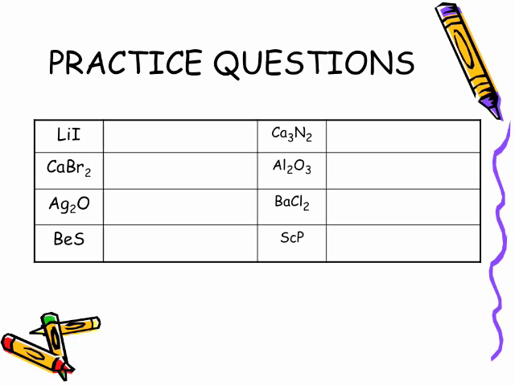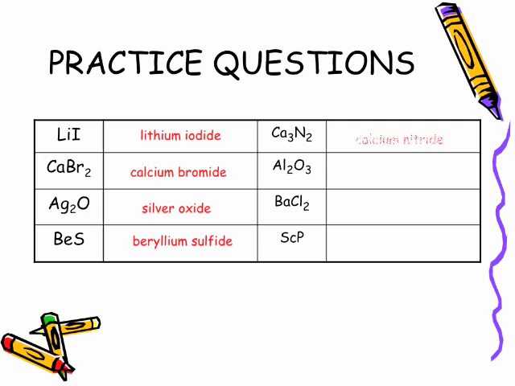LiI becomes lithium iodide. CaBr2 becomes calcium bromide. Ag2O becomes silver oxide. BeS becomes beryllium sulfide. Ca3N2 becomes calcium nitride. Al2O3 becomes aluminum oxide. BaCl2 becomes barium chloride. And finally, ScP becomes scandium phosphide.